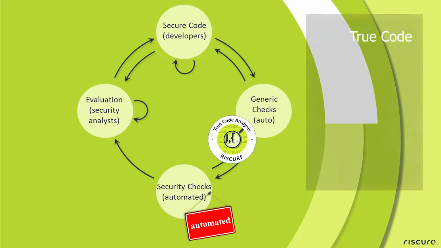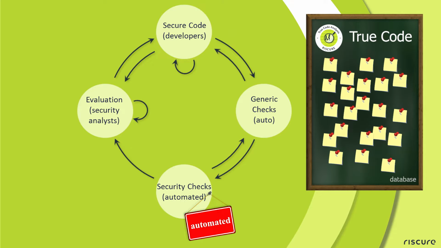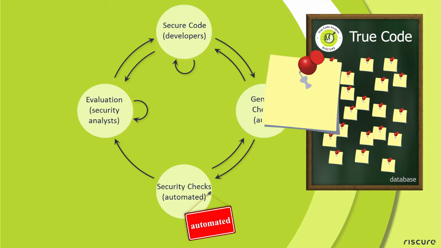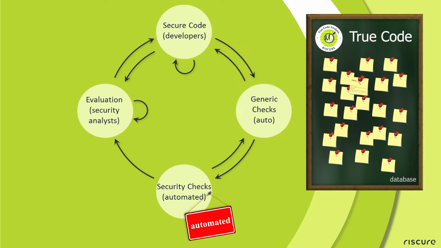True Code keeps track of code that is developed by assisting security analysts or developers in sharing their findings, solutions, or remarks via annotations that are stored in the database. Each annotation has a unique identifier and contains descriptive information on the impact of a defect, as well as links to other annotations. Annotations are shown to the developers at the exact location in the source code where the issue is found. For the automated checks, True Code can be configured by the security experts on how the checks are tailored to the specific needs of the product.